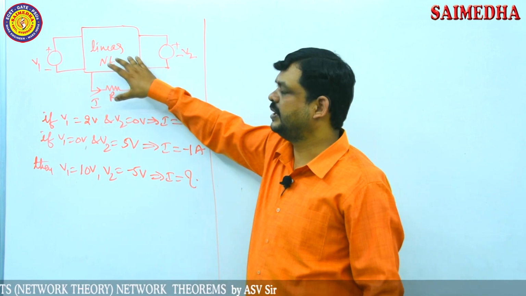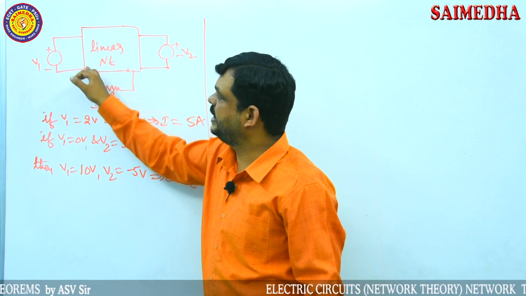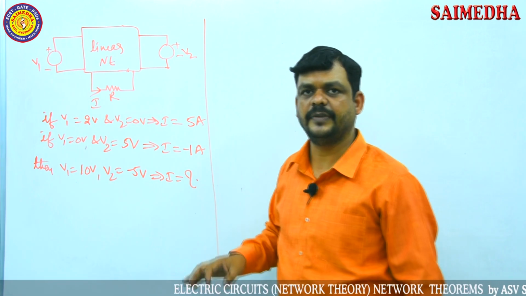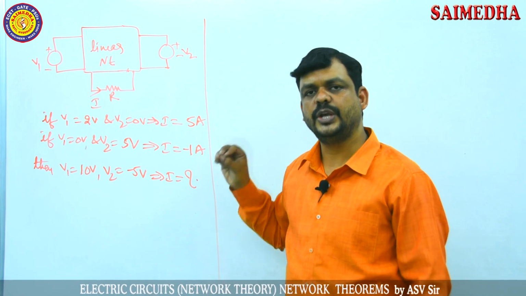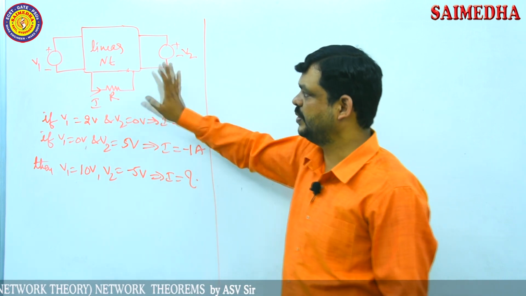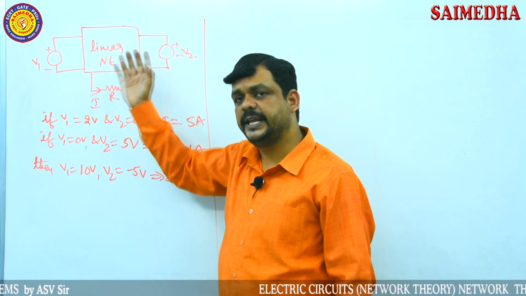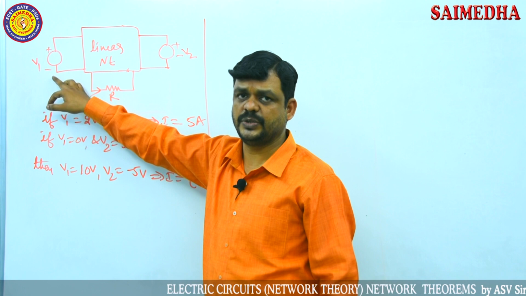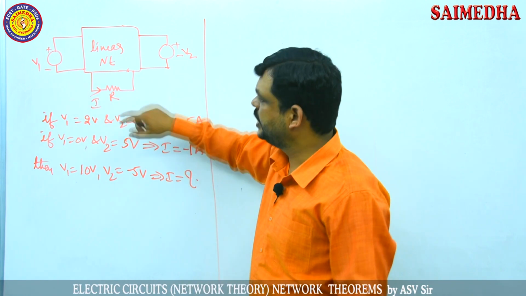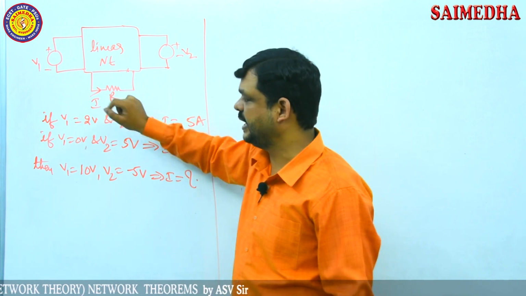But in this network, the elements are not given, he just mentioned it as a linear network. Linear network means internally the usual elements are linear elements: resistor, inductor and capacitor, these elements only. So the complete network is a linear network. This linear network is excited by two sources, one is the V1 source, another is the V2 source. Then the current through the resistance, the load branch, is I.